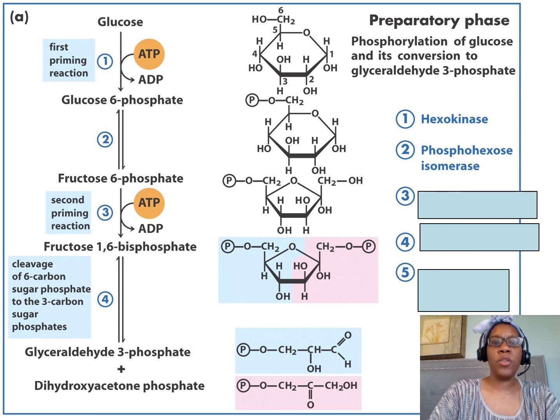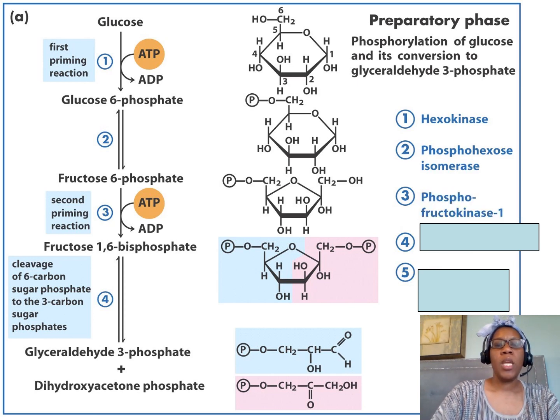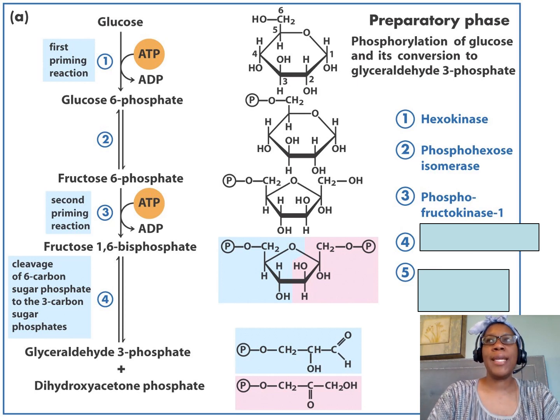I know that the third enzyme is PFK1. So PFK1 is a kinase as well. So we're going to phosphorylate F6P and create F16BP.